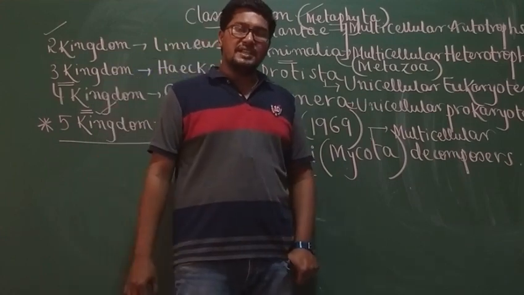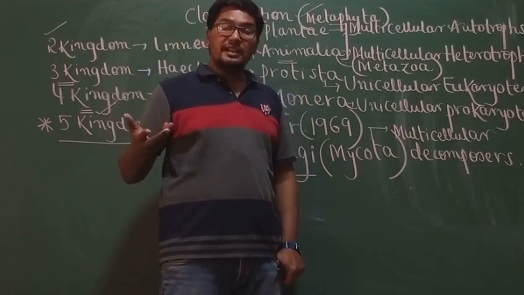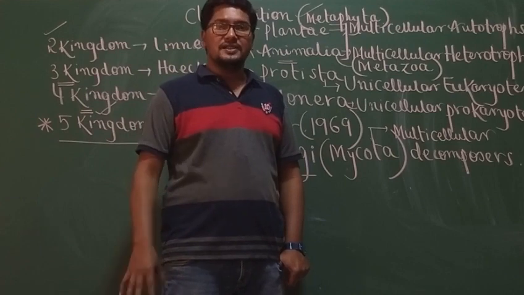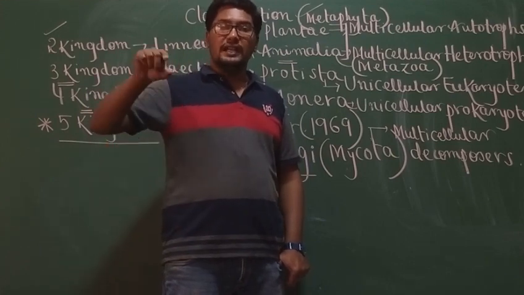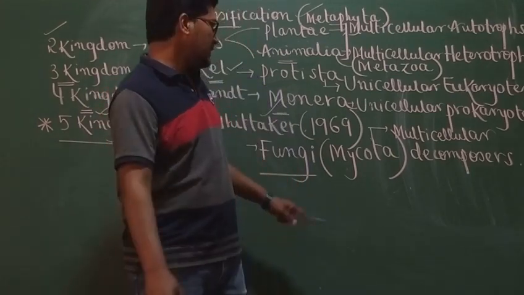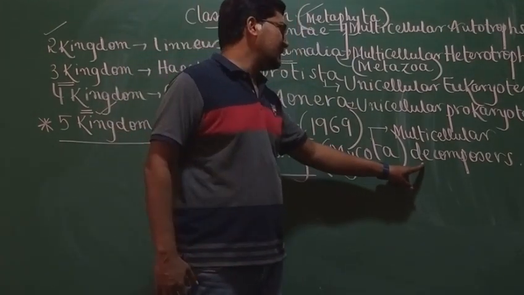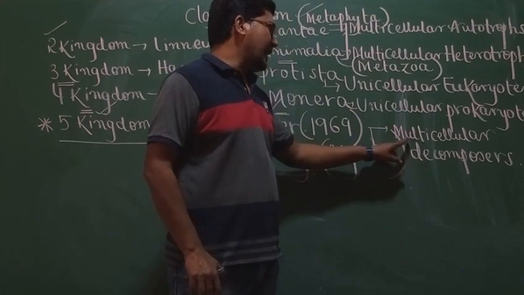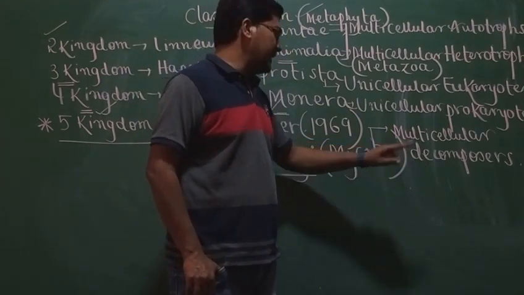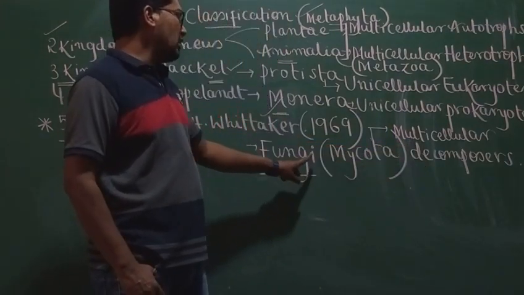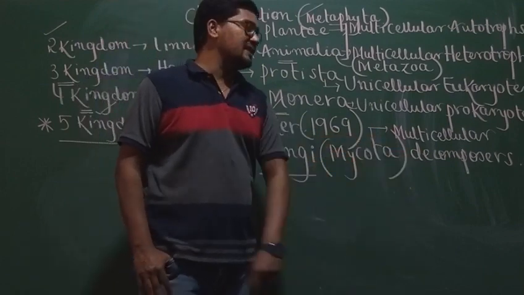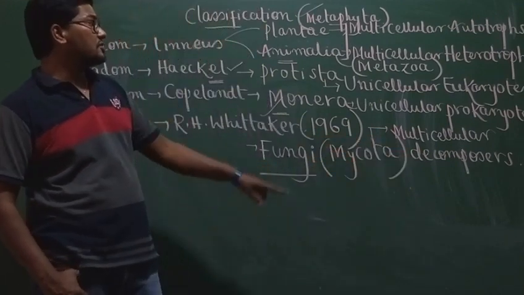Along with some bacteria, they decompose the dead remains of plants and animals, which plays a crucial role in nutrient cycling. So most of the fungi, according to their habit, fall under the category of decomposers, and mostly they are multicellular in nature. So fungi or mycota is the kingdom of multicellular decomposers. Like this, students should remember.